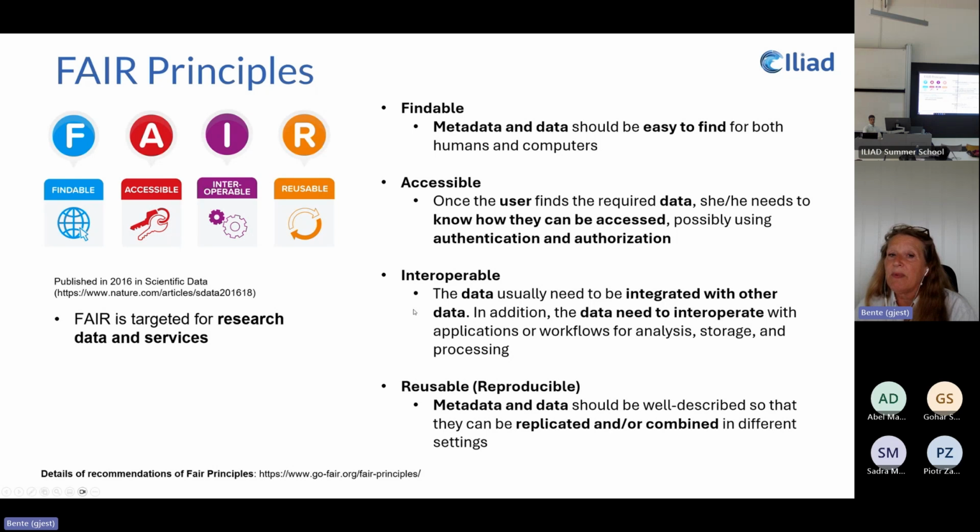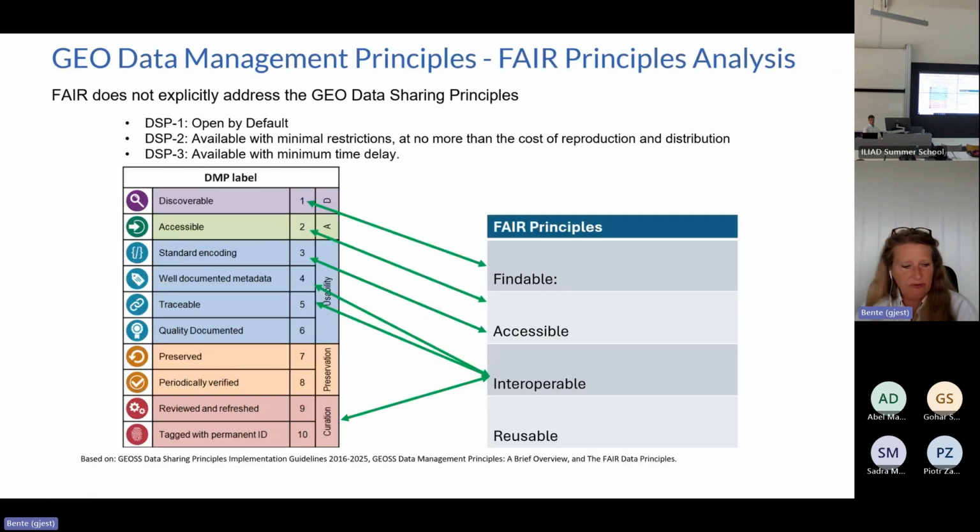And they need to be interoperable, and we will cover and discuss more about interoperability and different levels of interoperability later. But the data usually need to be integrated with other data. And in addition, the data need to interoperate with applications or workflows for analysis, storage, and processing. And finally, reusable and reproducible. Metadata and data should be well described so that they can be replicated and or combined in different settings. So you see that there are many commonalities, and here is a comparison for you.